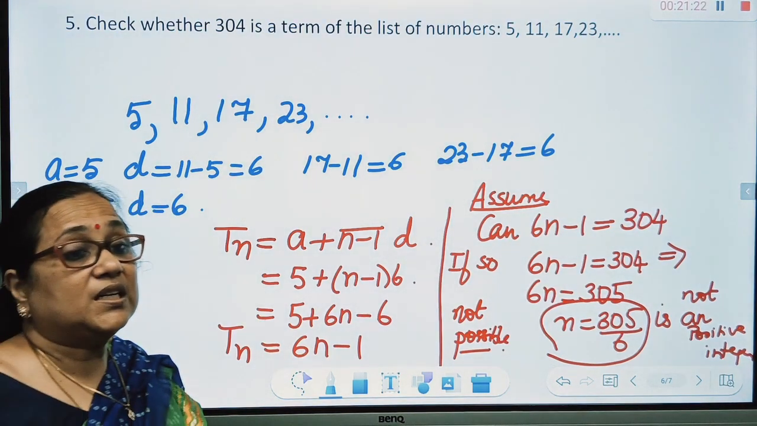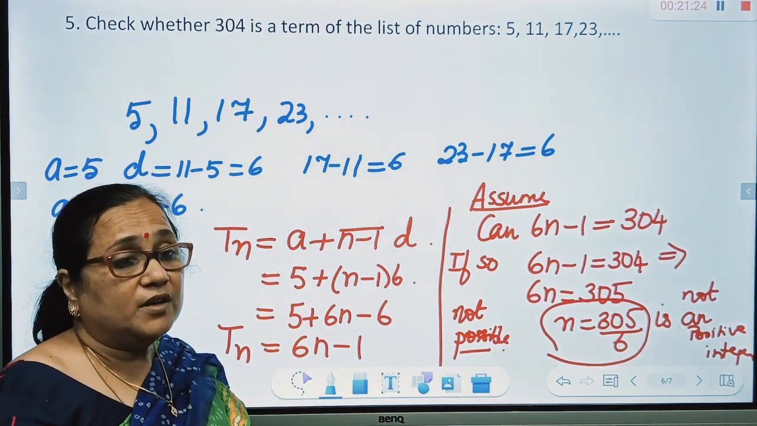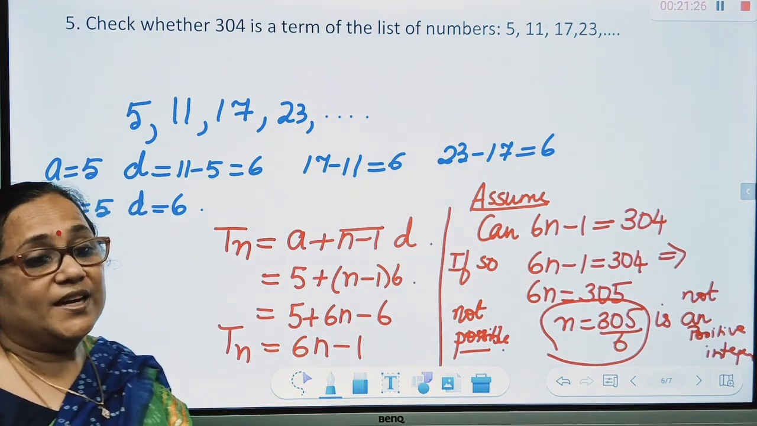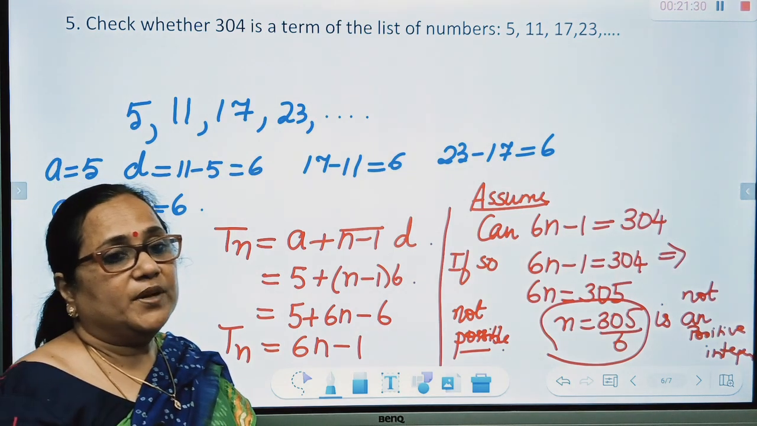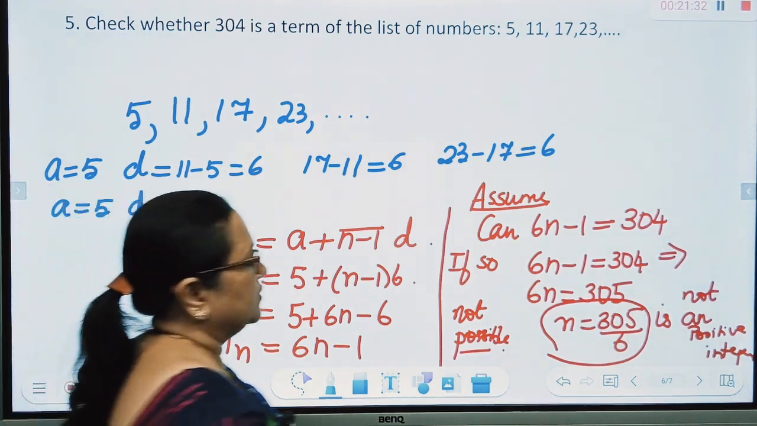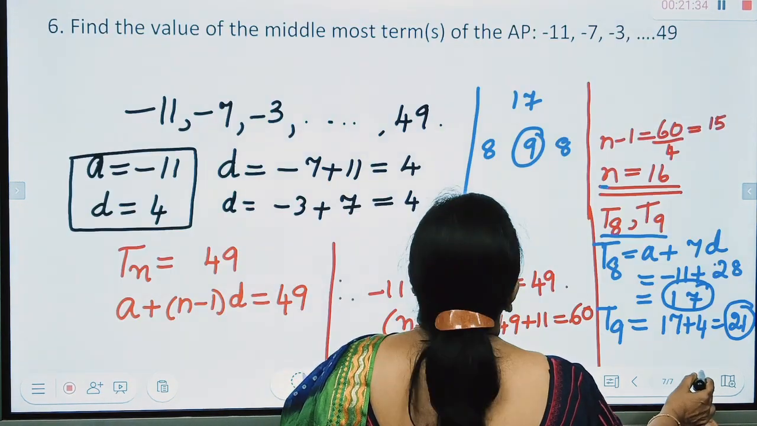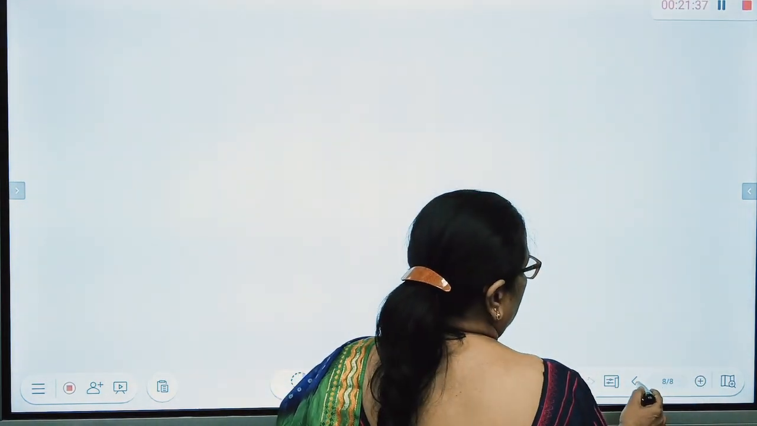n represents the term number, so it has to be a positive integer, right? It has to be a natural number. It is not a natural number. Therefore, it cannot be a term in the sequence. And then we learned how to find the middle terms.